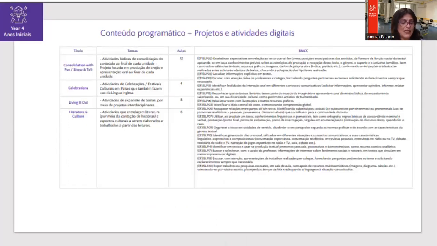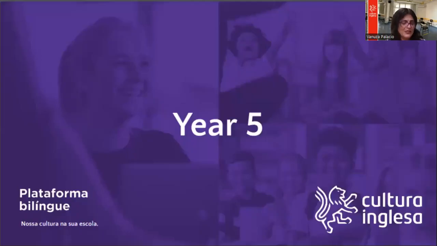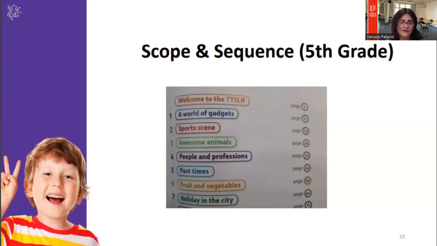Now, let's move on to take a closer look at Year 5. This is the scope and sequence for Year 5. The units are A World of Gadgets, Sports Scene, Awesome Animals, People and Professions, Pastimes, Fruit and Vegetables, and Holiday in the City. As you can see, there are a few themes similar to the ones explored in Year 4. However, in Year 5, learners have the chance to explore these themes in greater depth, learning more vocabulary and grammatical structures.